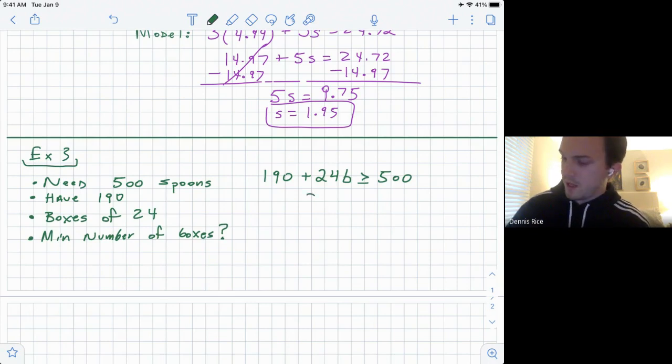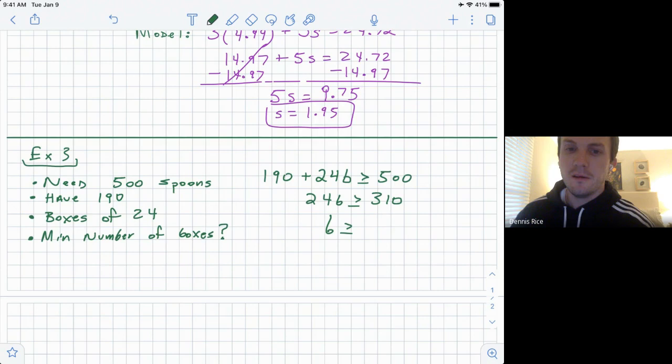Okay. Taking away the 190 that we already have, what we actually need is 310, right? Can someone with a calculator help me out? When you divide 310 by 24, what is that decimal about? I know it doesn't work out perfectly. Or does it? It's about 12.9. Okay. So that's 310 divided by 24.